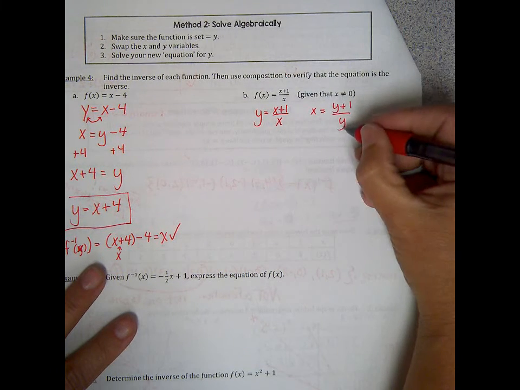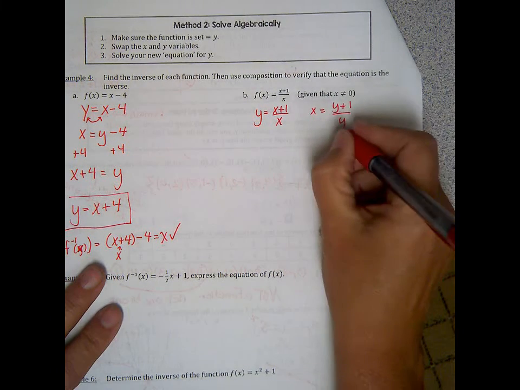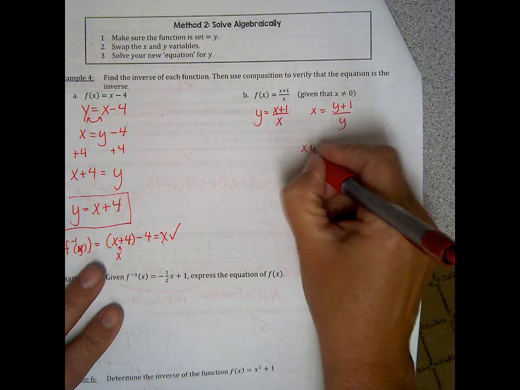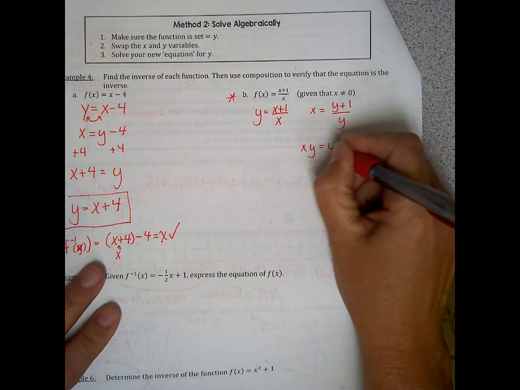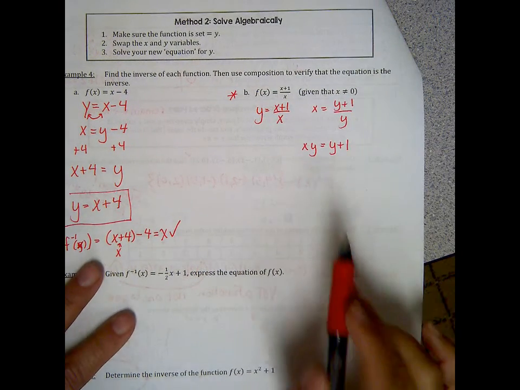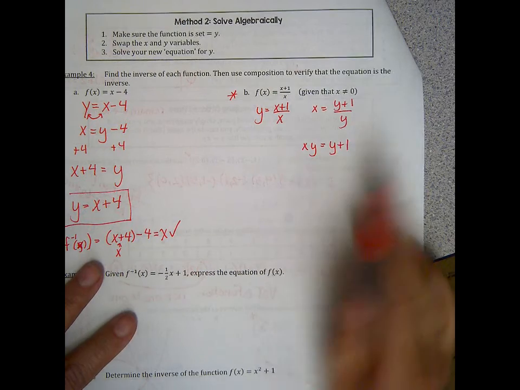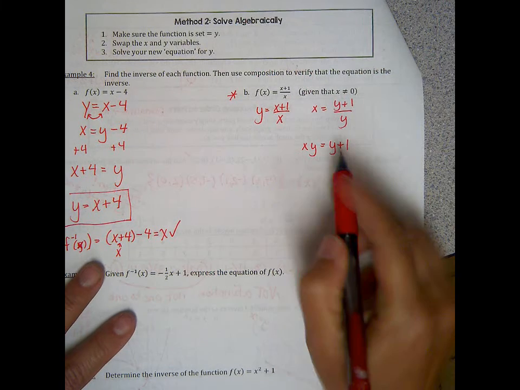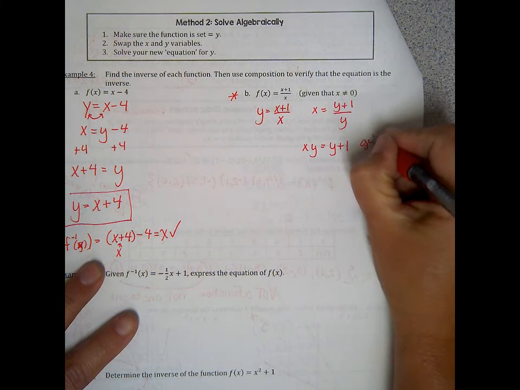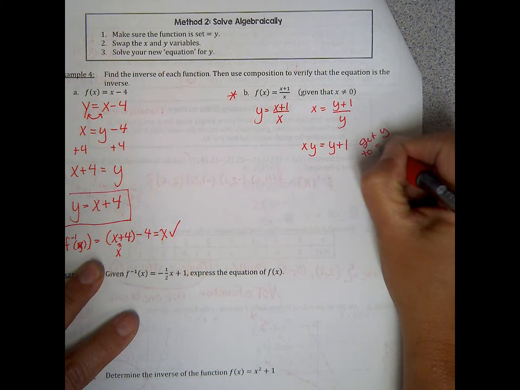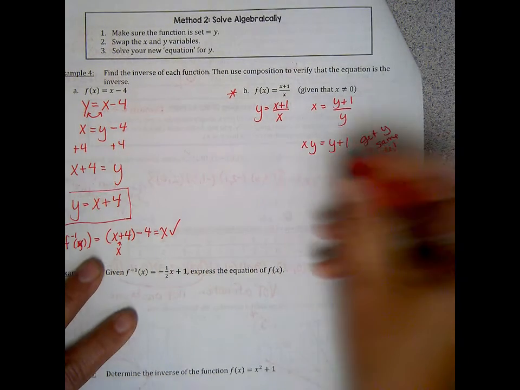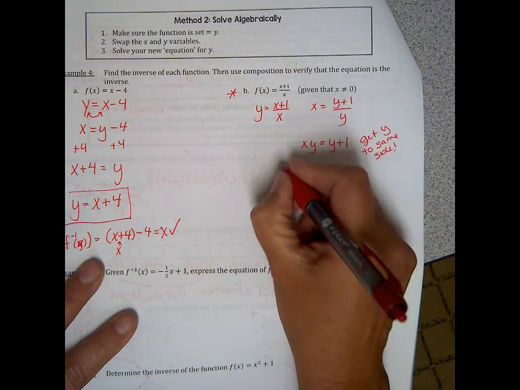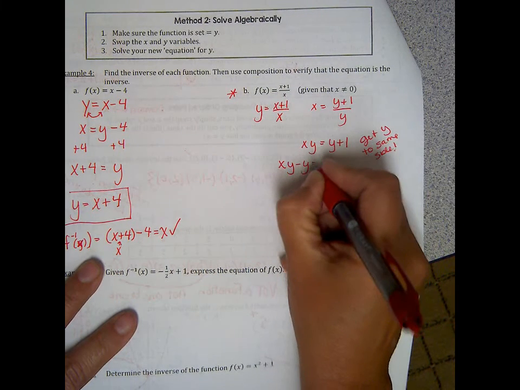So I'm going to multiply y up first to the other side. Put a little star. This is a tricky one. X times y equals y plus 1. Whenever you have 2 variables you need to solve for, think about what you're doing. You're solving for y. You need to get those y values to the same side. So I'm going to subtract this y over: xy minus y equals 1.